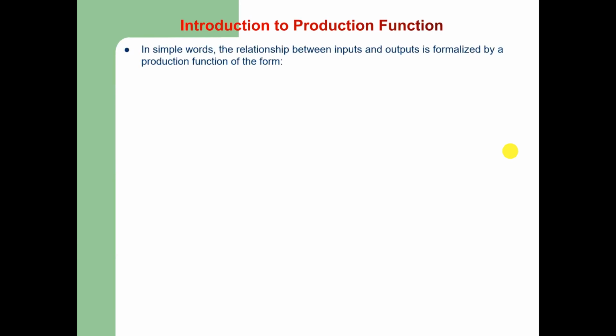Let me start with the simple definition of production function. Production function is basically the physical relationship between the inputs and outputs, and it is usually formalized by a function of the following form, that Q is a function of K, L, M, and so on, where Q is the level of output, and K stands for capital, L stands for hours of labor, M stands for material, and so on.